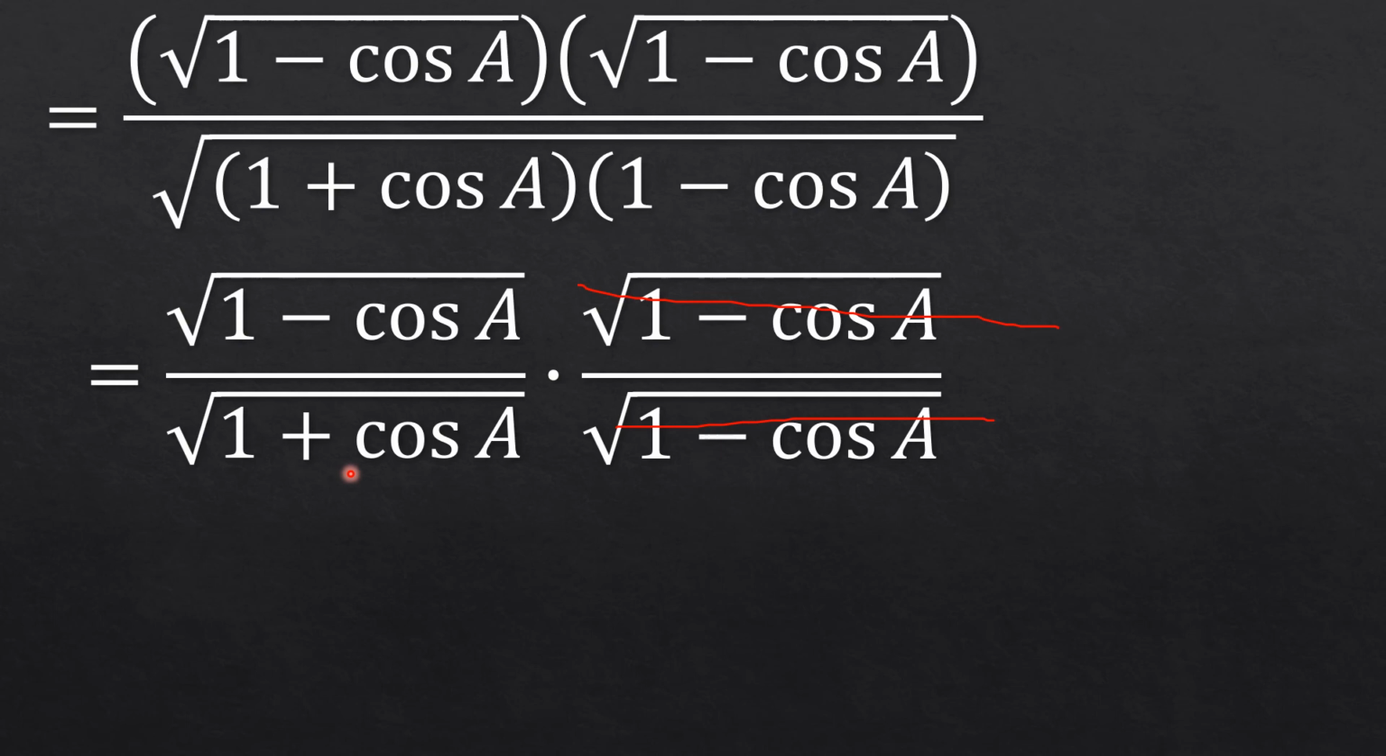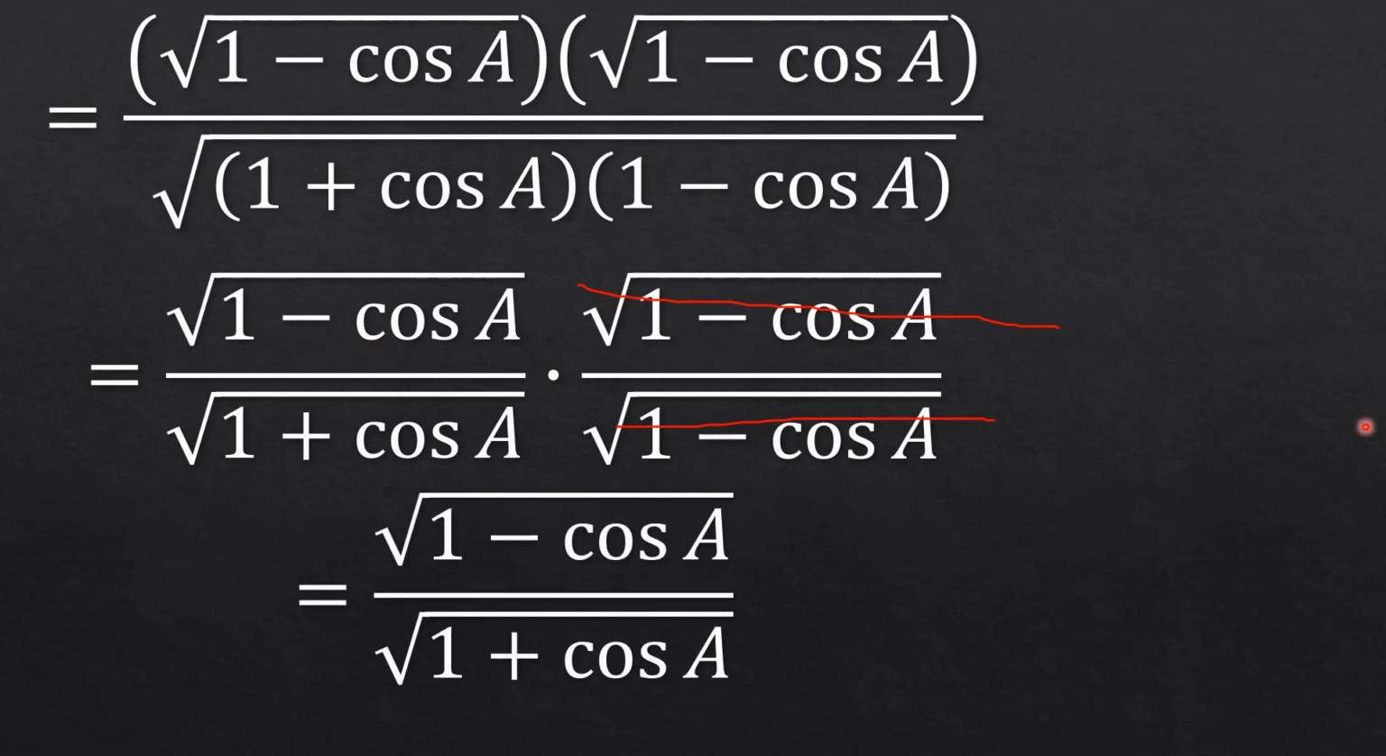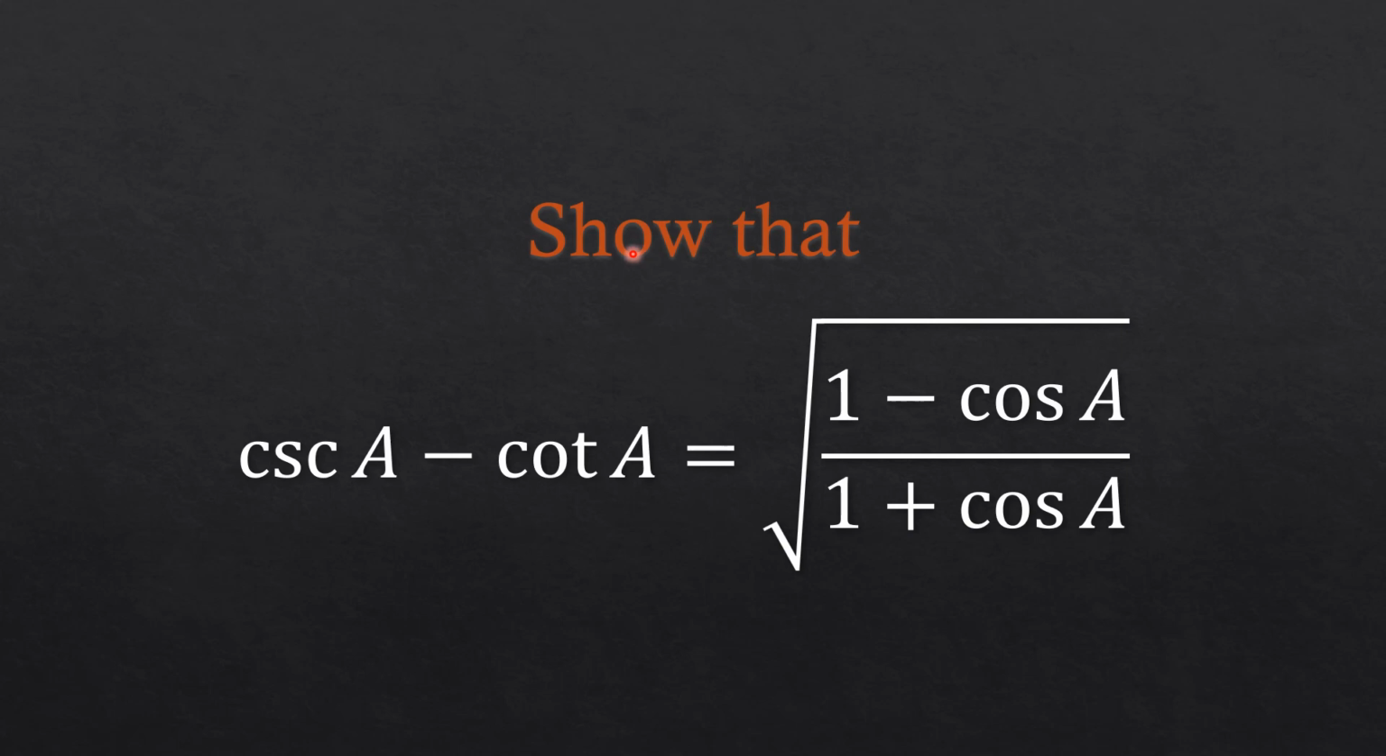So now what can I do to solve it further? Nothing, just let me write this again: square root of (1 minus cos A) by (1 plus cos A). I think this is our desired result. Let me show you the question once again. Here, show that cosec A minus cot A is equal to square root of (1 minus cos A) by (1 plus cos A). I just proved that. You can go back in this video and watch again for better understanding. Thank you for watching.